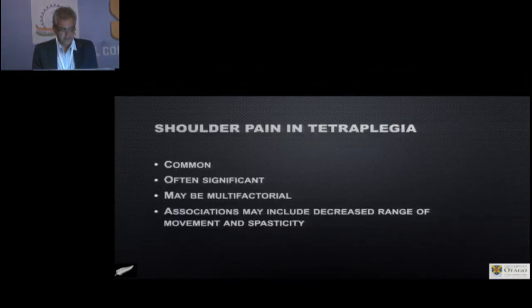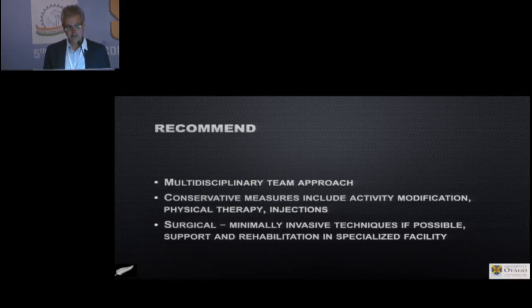and Trauma. So shoulder pain and tetraplegia, some main points. It is common, it is often significant, it may be multifactorial, and the associations, the risk factors for people who develop this include decreased range of motion and spasticity. When managing these patients, we recommend a multidisciplinary team approach, very important to work with your physician and the physiotherapist who are specialised in managing these patients.